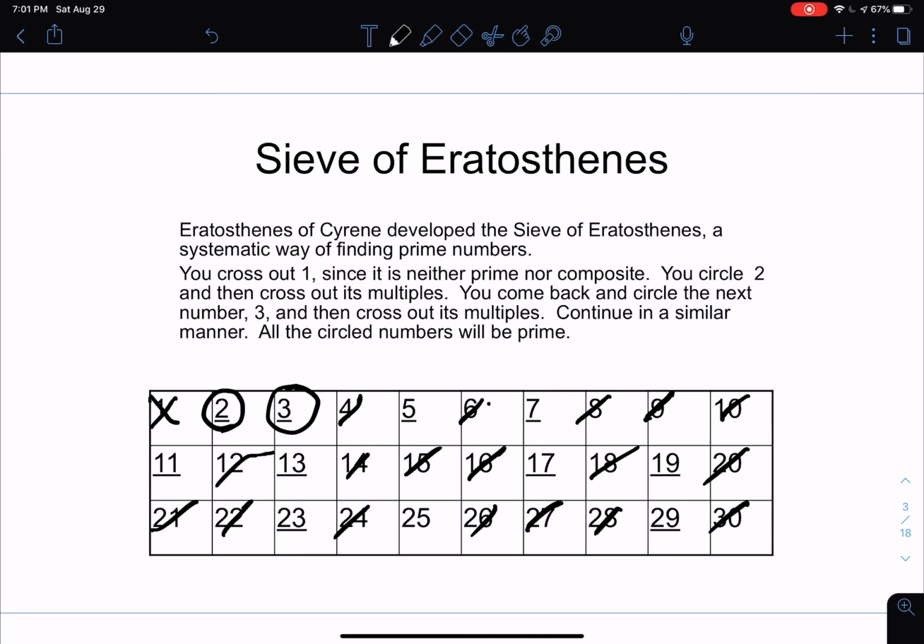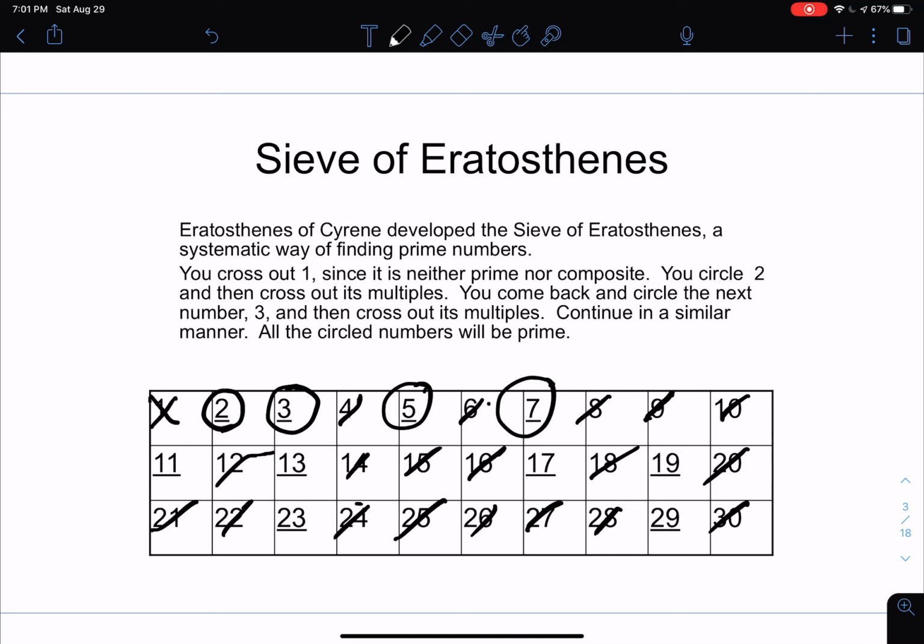Okay, going back. After the 3, the next available is 5. 5, 10, 15, 20, 25, 30. So all the multiples of 5 are crossed out. Back to 5, the very next number available is 7. 7 times 2 is 14, 7 times 3 is 21, 7 times 4 is 28. We already had those crossed out.